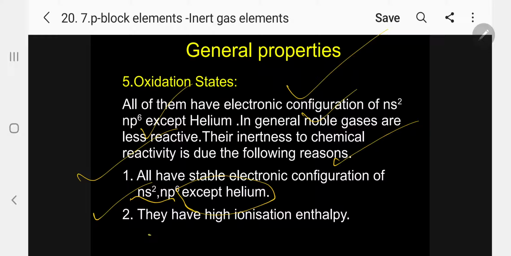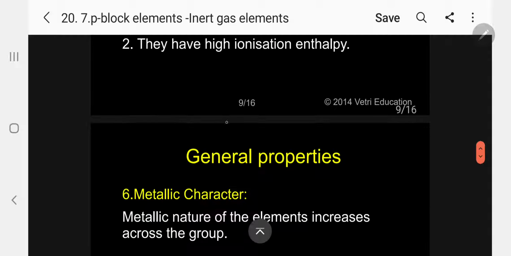And they have high ionization enthalpy. Kindly follow. Ionization energy decreases down the group, increases across the period. So the last group, that is the 18th group, is our inert gases. So it is having the highest ionization energy. Kindly follow. So highest ionization energy, all the noble gas elements. Because of this, reaction will be less.